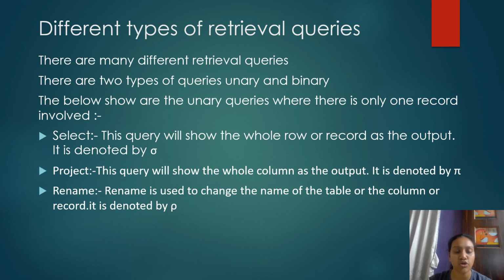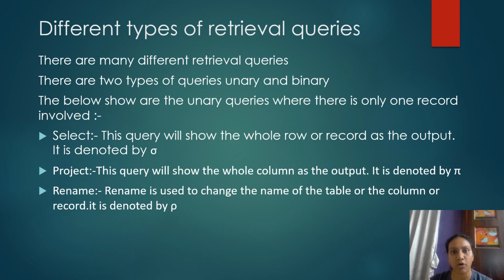Unary: the below three examples show the unary queries, where only one record is used. So first we have the select. When we give the condition select to a particular record or a table, then the whole row of the record will be printed or shown as the output, and it is denoted by the symbol sigma.